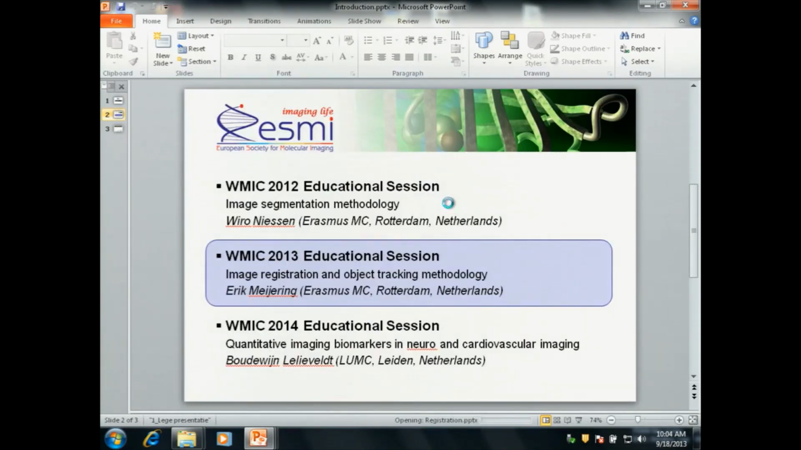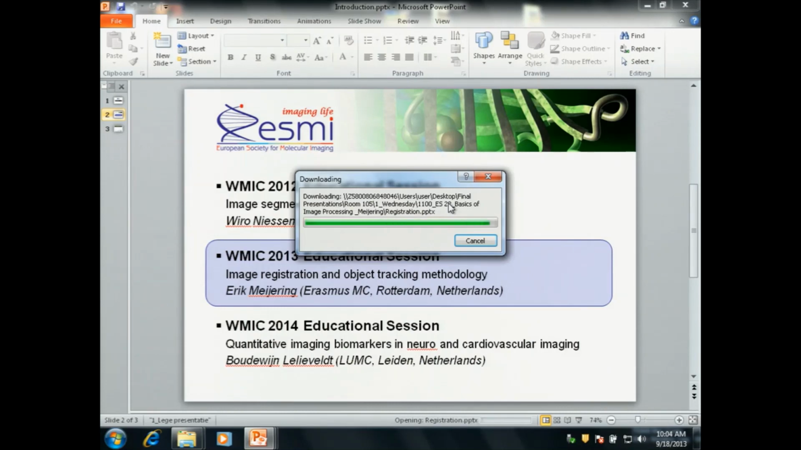So let's first talk about registration. What is image registration and why do we need it?